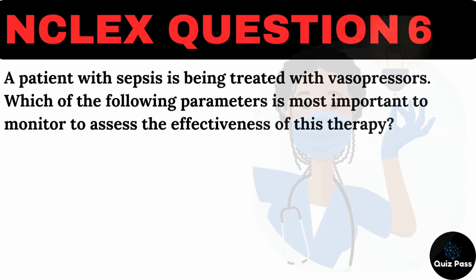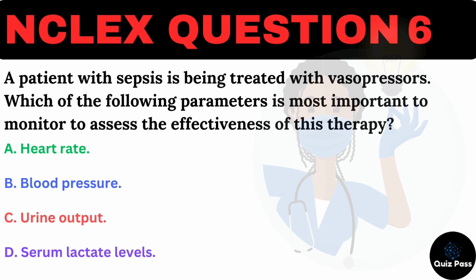A patient with sepsis is being treated with vasopressors. Which of the following parameters is most important to monitor to assess the effectiveness of this therapy? A. Heart rate. B. Blood pressure. C. Urine output. D. Serum lactate levels.